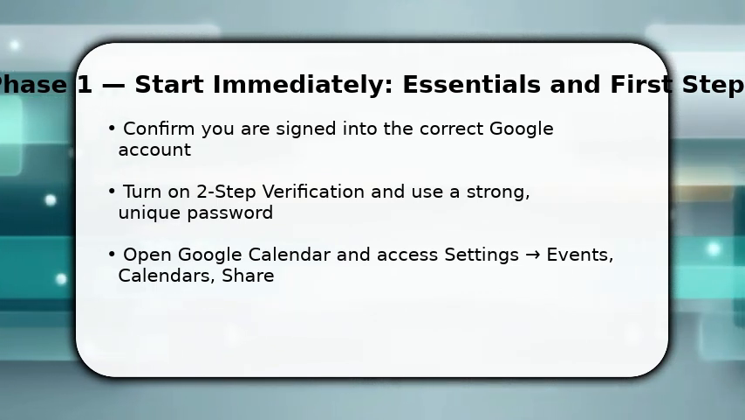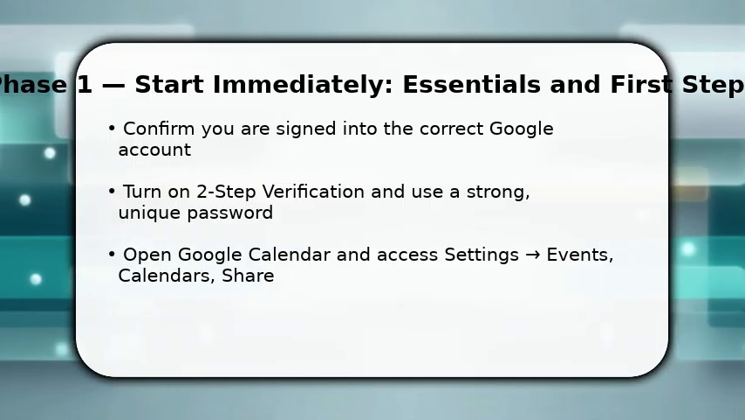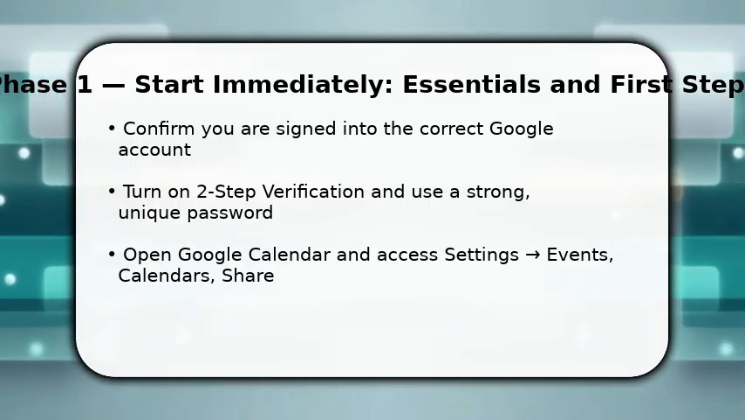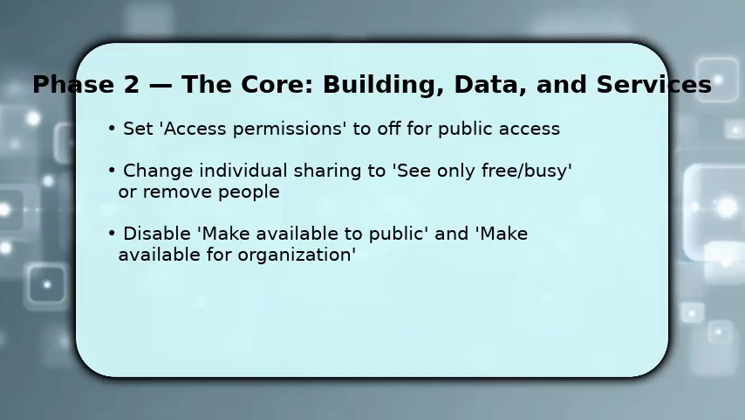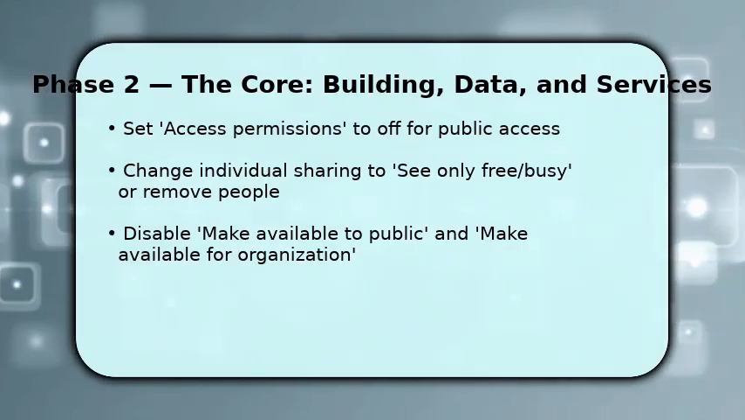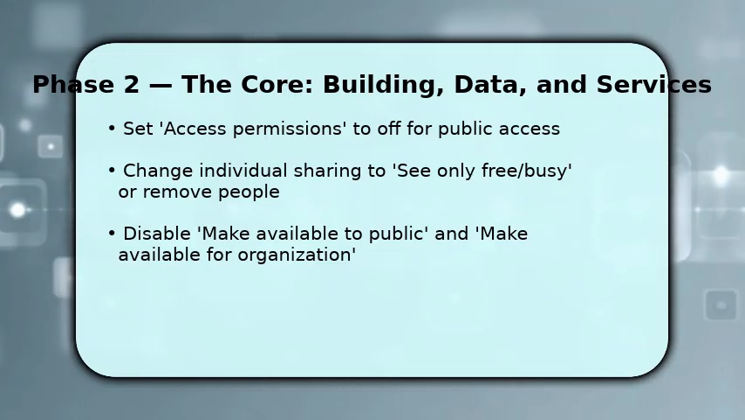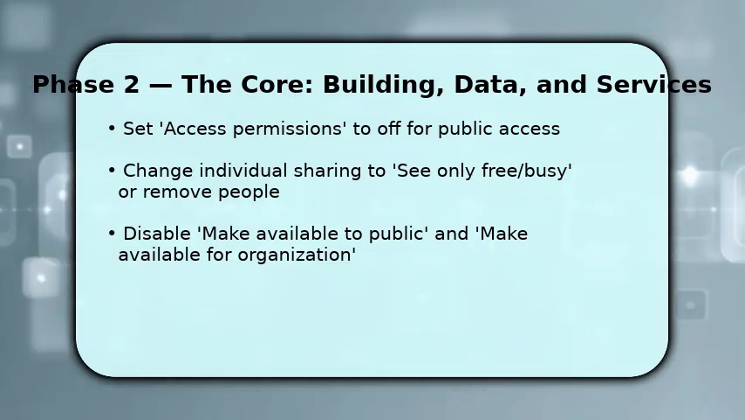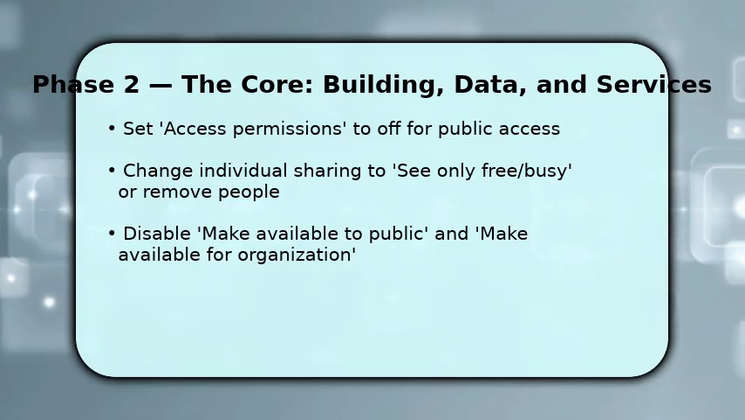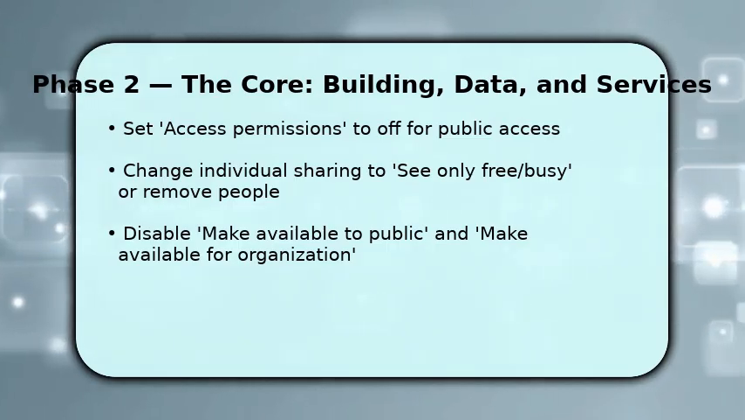Now you focus on the middle steps, precise permission edits. You will turn off any make available to public toggles and the organization-wide visibility. This prevents calendar-wide leaks. Then, review the Share with Specific People list, change entries to see only free/busy when necessary, or remove accounts you no longer trust.